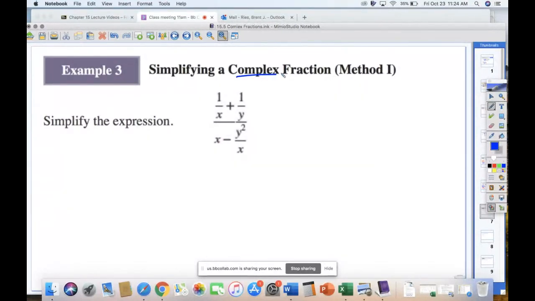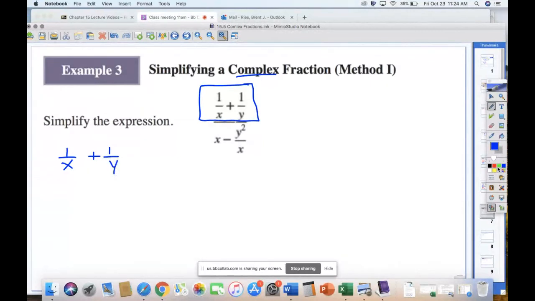And I understand if you haven't experienced this before, you're going to think, oh my gosh, this is impossible. But it's really not if you take it in pieces. If you just deal with this problem on its own, and then this is a problem on its own, and then back in step 2 to divide, it's not so bad. So I'm going to simplify the numerator. 1 over x plus 1 over y.